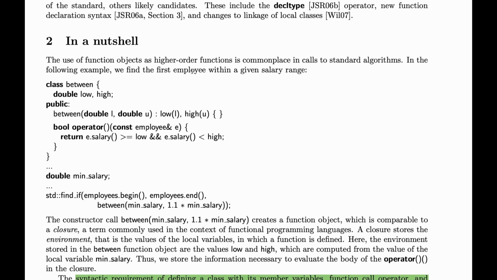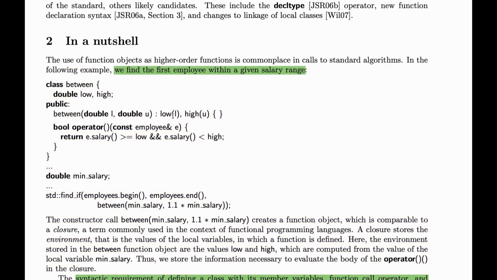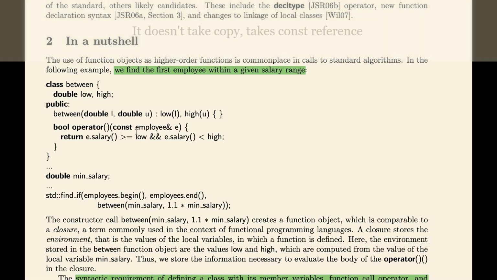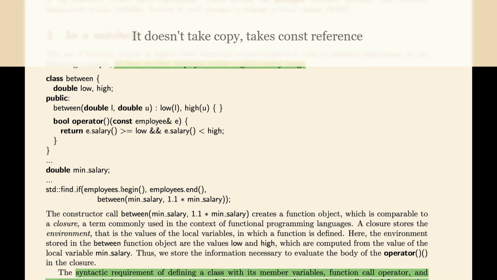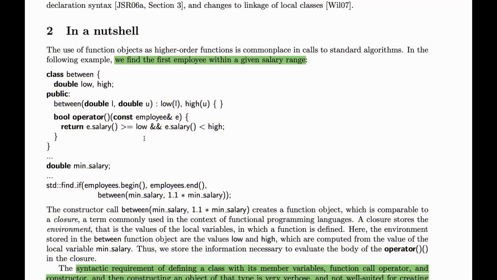They're saying that we want to find the first employee within a given salary range. That's the problem statement here. Now they are having this class, right, class between and they have these member variables low and high. In the public namespace they have the constructor which initializes low and high from the given parameters, right, and they have this call operator implemented with just taking the copy of the class, I think constant employee probably by reference, and just comparing whether the salary is greater than or equal to low and less than high, whether it is between the given range or not, right?